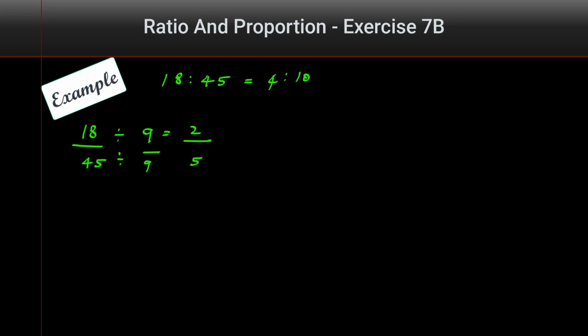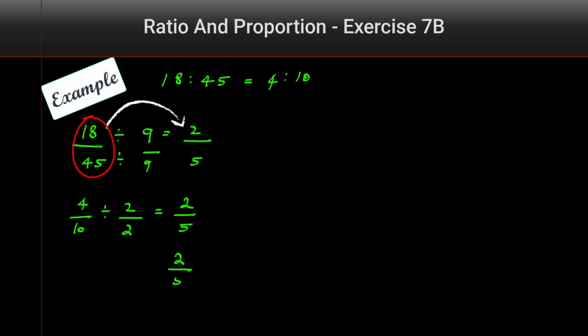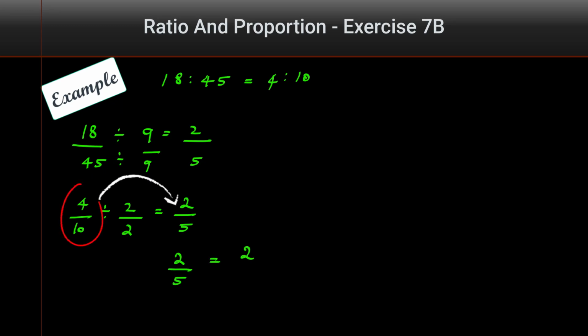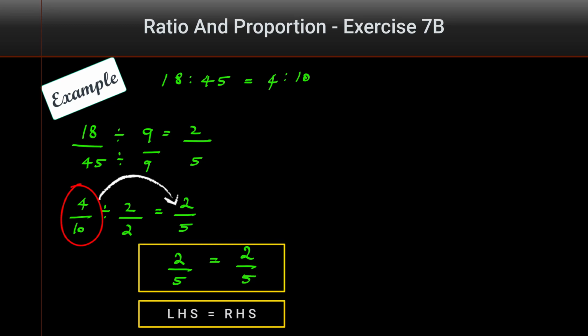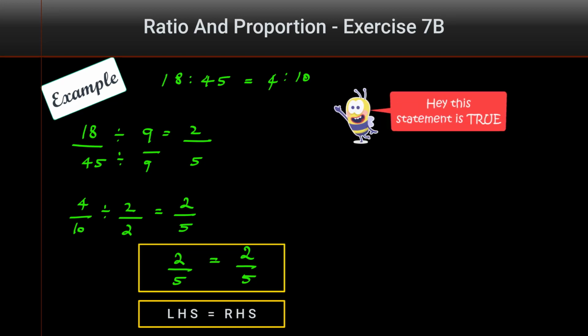Now take the second set of ratio, which is 4 by 10. 2 is a common factor, so divide the numerator and the denominator by 2, so you get 2 by 5. Now 18 by 45 is 2 by 5, and your second set 4 is to 10, the simplest form is 2 by 5. So left hand side is equal to right hand side. The given statement is true.